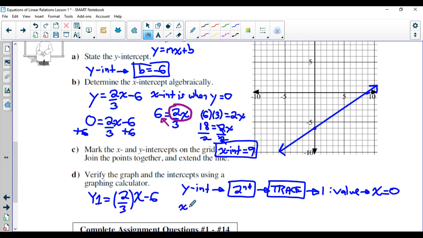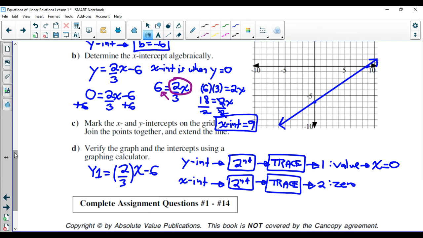The x-intercept, you basically start off by doing the same thing. So you go second, and then you go trace. Except this time you're going to pick the 0 function. So you pick 2, which I believe is 0. And then you have to set the left and right bounds about the x-intercept. So again, to do this in your graphing calculator, you have to adjust the window settings so you can see both the x and y-intercept. And then you can use these functions to calculate it.